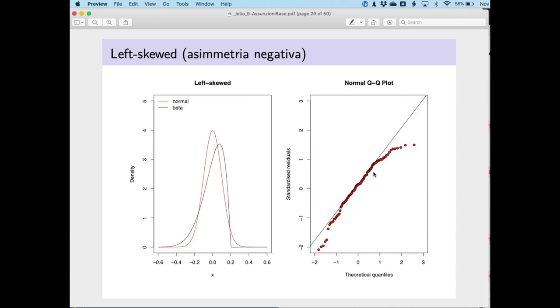And of course, if the distribution is, look at this, the red one is still symmetric, and the black one is asymmetric, but it's leaning to the right. In this case, we have left skewed residuals. And if we have left skewed residuals, the QQ plot looks like this. Everything is below the diagonal.